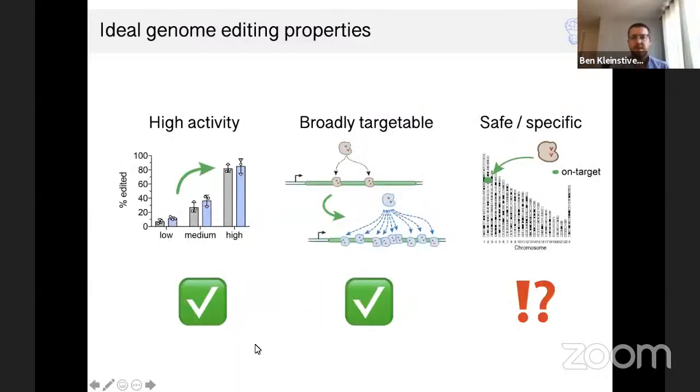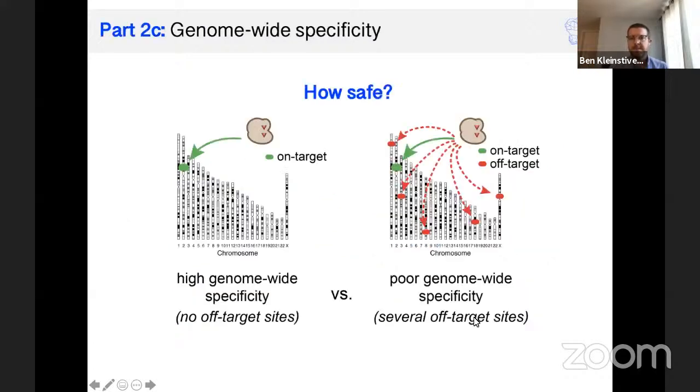Okay, so I've described to you how we can make more active proteins and more broadly targetable proteins. The question then becomes, how safe and specific are these enzymes? And of course, this is a very important consideration both for research and for therapeutics. Ideally, we want an enzyme that targets only one site in the cell and not an enzyme that targets other positions in the genome that have a sequence that resembles the on-target site.